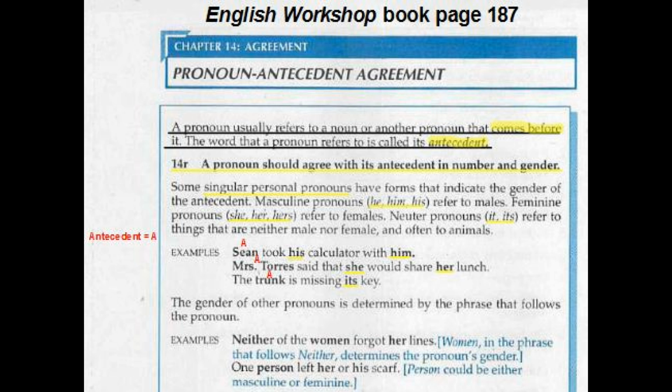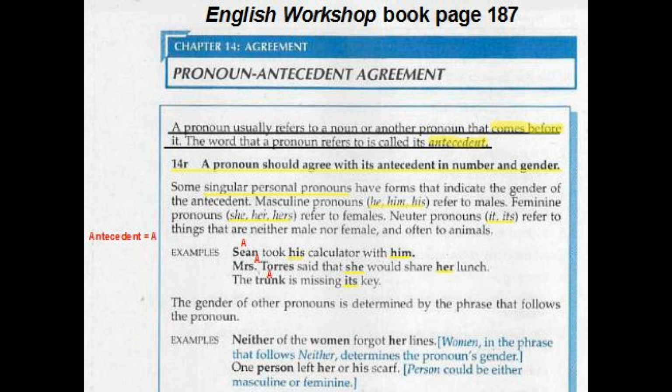Sean took his calculator with him. Sean is the antecedent because it's the noun that comes before the pronouns, and the two male singular pronouns are his and him. The next sentence, Mrs. Torres said that she would share her lunch. Mrs. Torres is the antecedent. The female singular pronouns are she and her. The next one, the trunk is missing its key. Trunk is the antecedent. Its is the neuter pronoun, not referring to either sex.